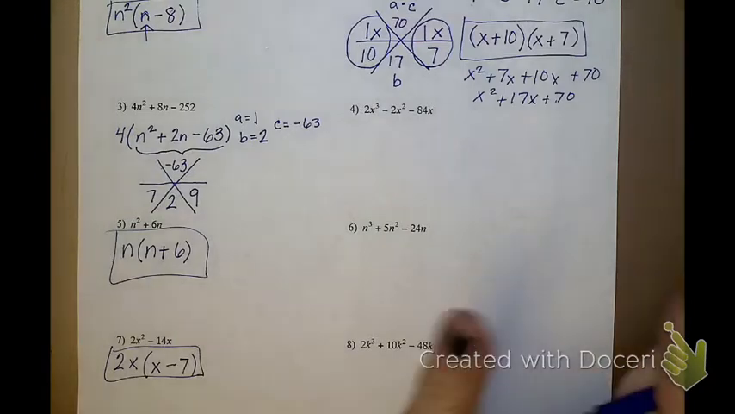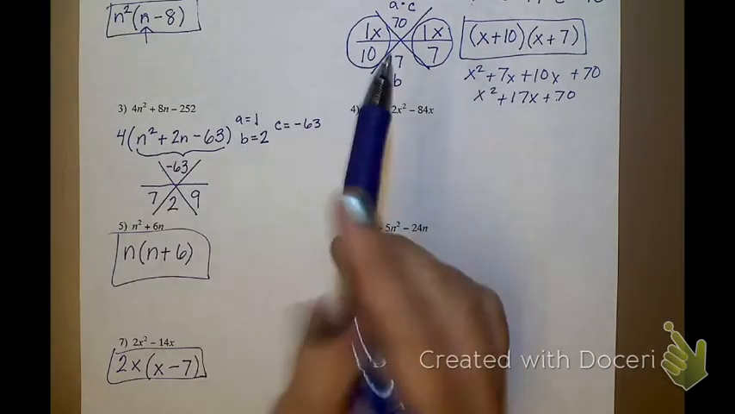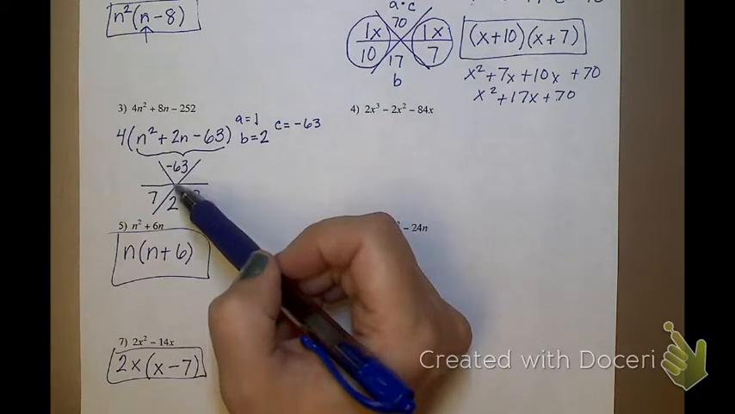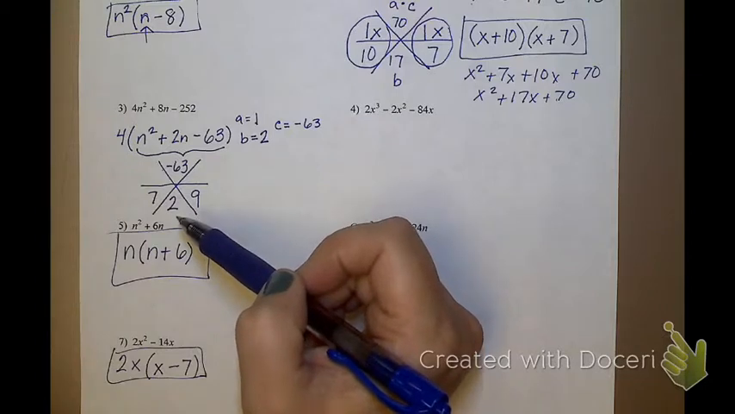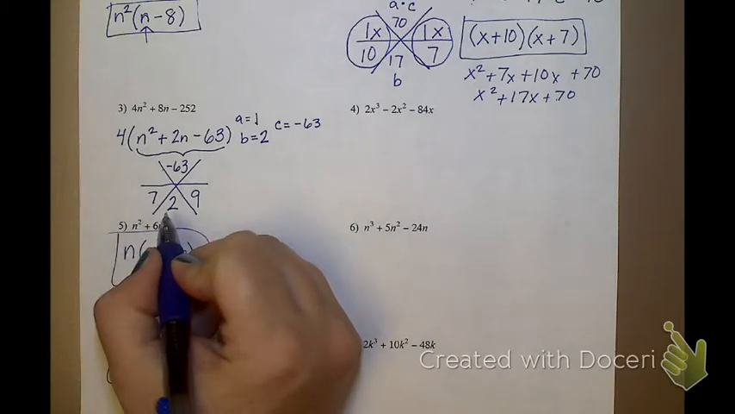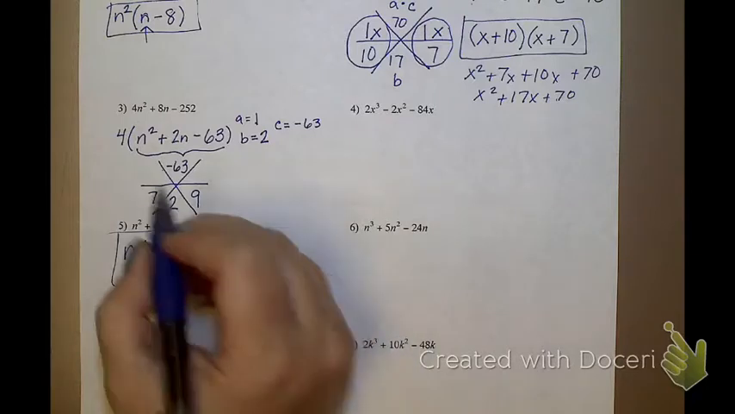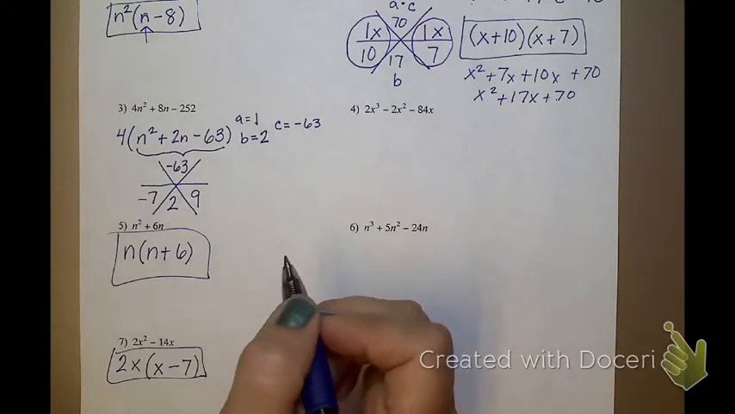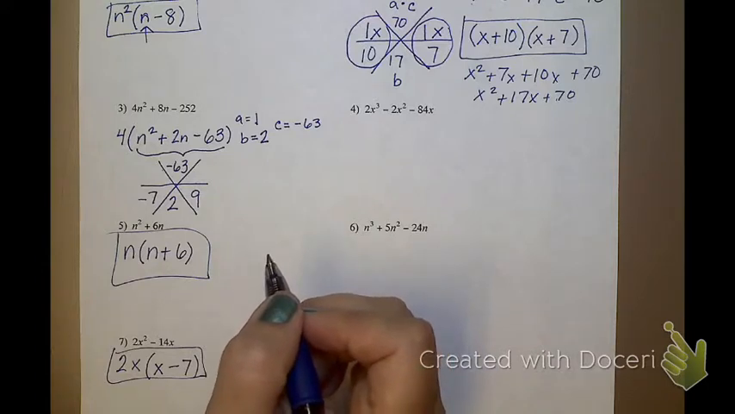Now I have to think about positives and negatives for a minute because this one has a negative in it. The other one didn't. They need to multiply to get negative 63, which means one of them has to be negative, right? Because if both of them were negative, they would multiply to get positive 63. So if they have to add to get a positive 2, which one has to be negative? The 7. What would happen if I made the 9 negative instead? They would add to negative 2. So I can't do that one. It has to be the 7.